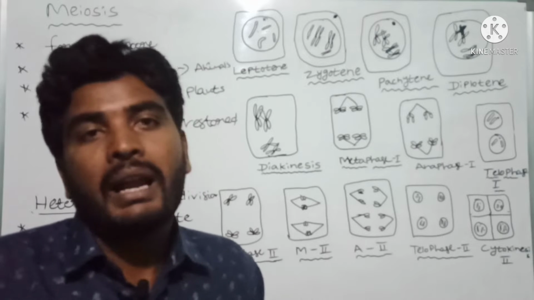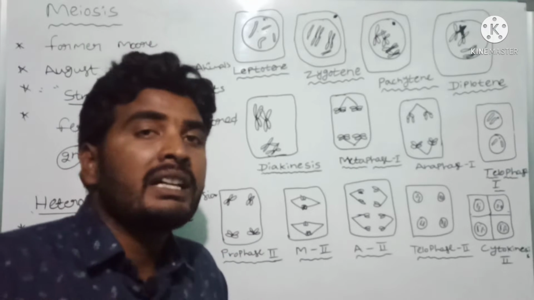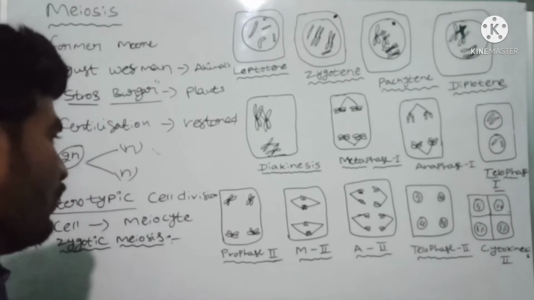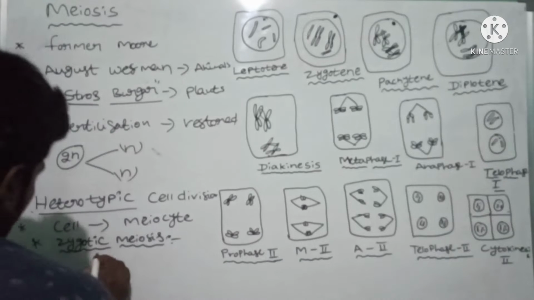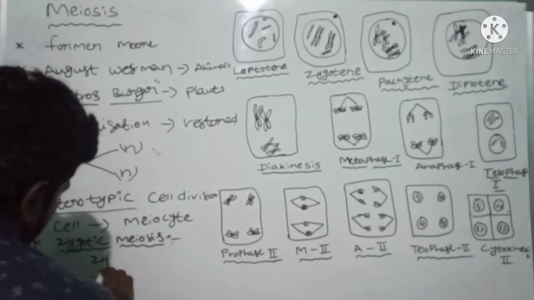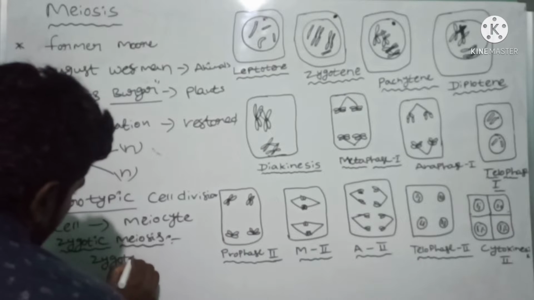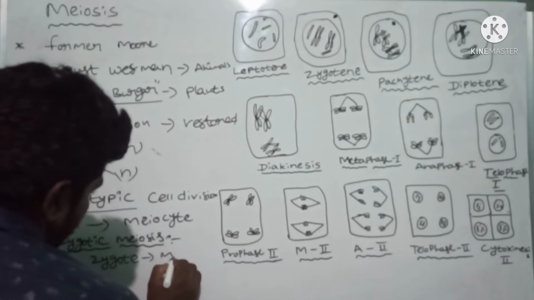What are thallophytic plants? An undifferentiated plant body is called a thallophyte. So in this, the zygote is the meiocyte.